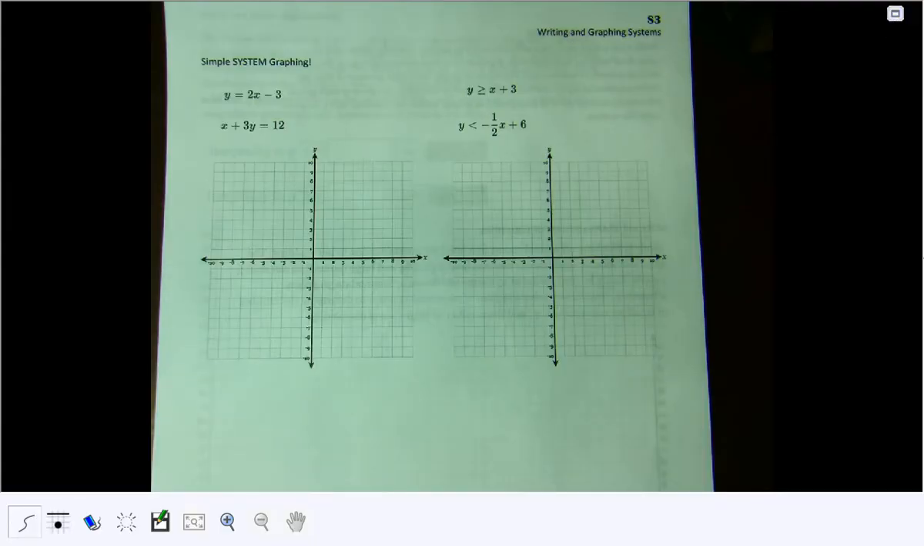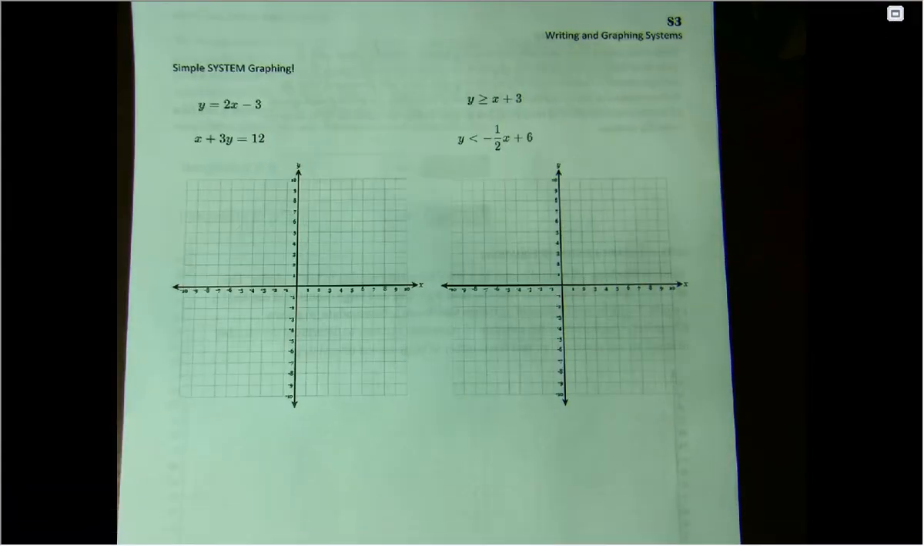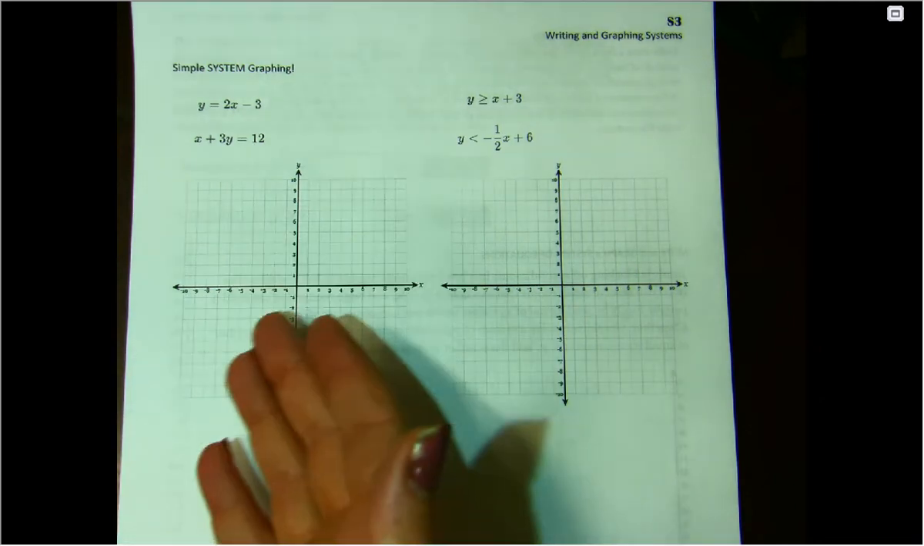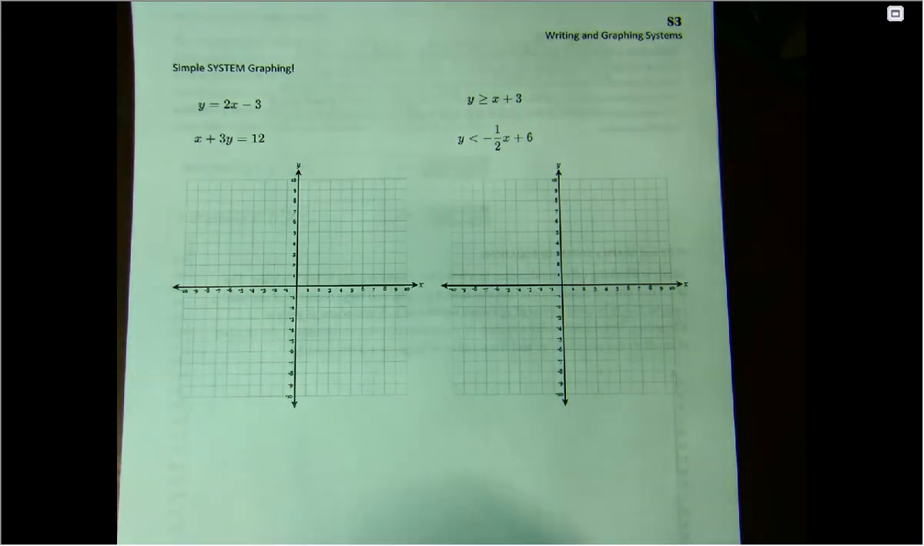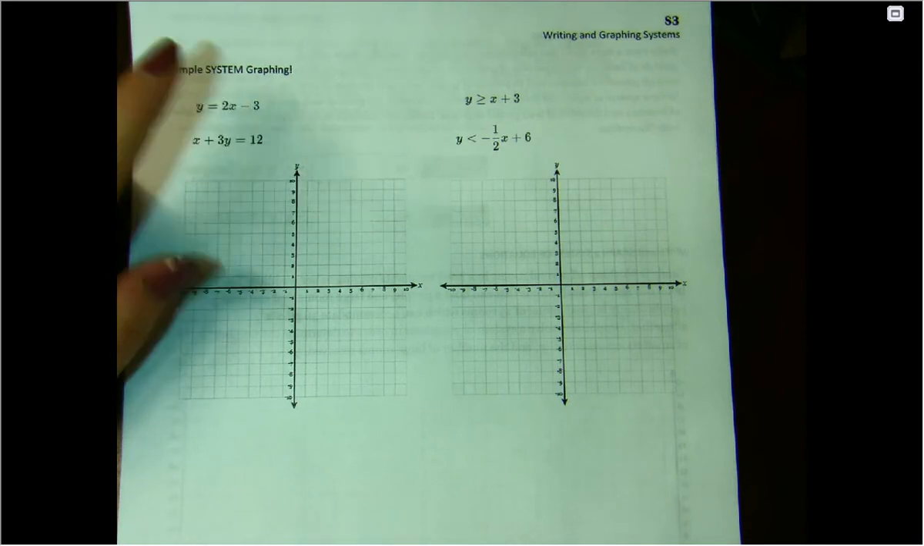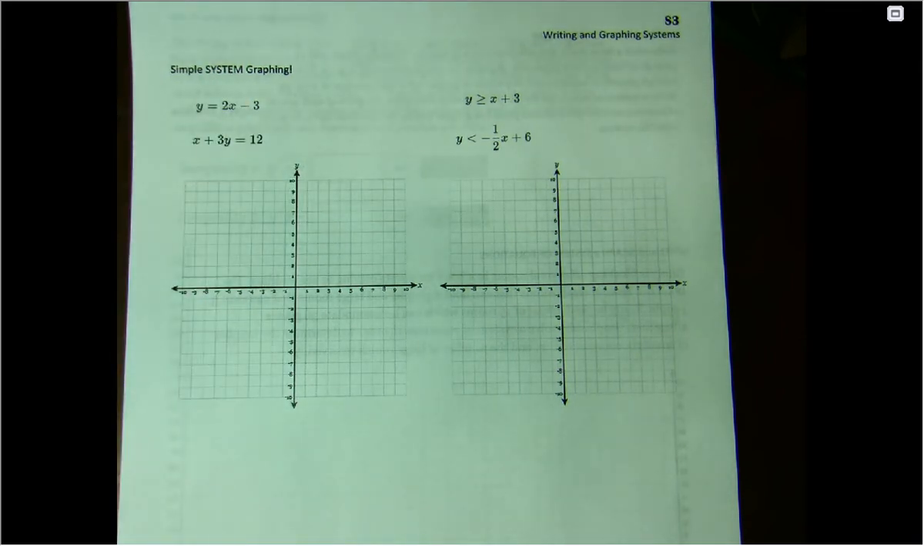Hello, we are on our third spiral, and we are talking about writing and graphing systems. Okay, so the first one is a system of equations because I have equal signs. Alrighty, so the first thing we're going to do is make sure that they are in the form that we can actually graph them. So y equals mx plus b.